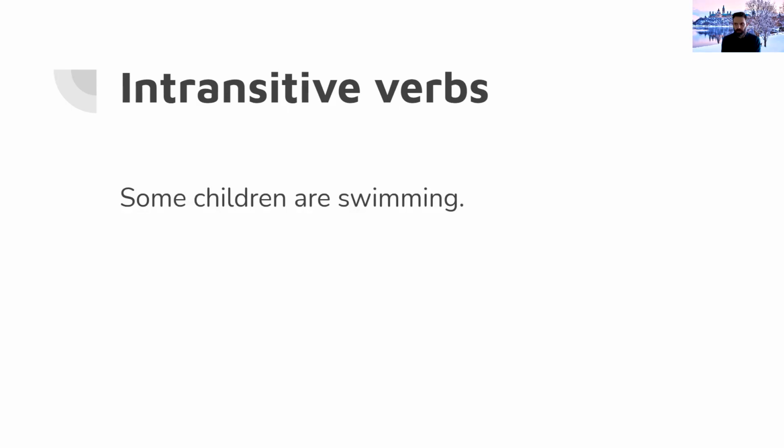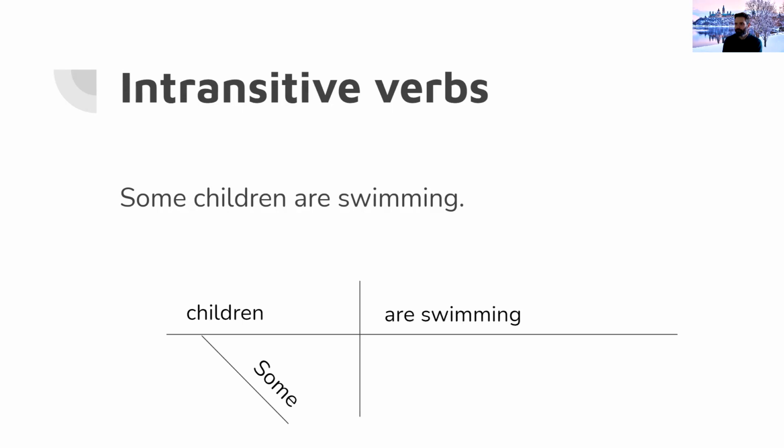Here's another one. Some children are swimming. Take a moment and identify the subject and the predicate and think about, or if you like, pause the video and sketch quickly the diagram that you think this can be represented for this sentence. So some children are swimming. We've got a more complex main verb phrase. We have it in the present continuous form, but we can just put it in that main verb position.